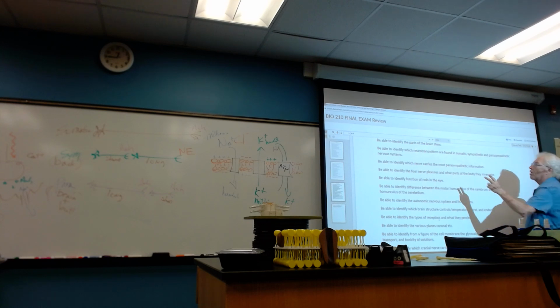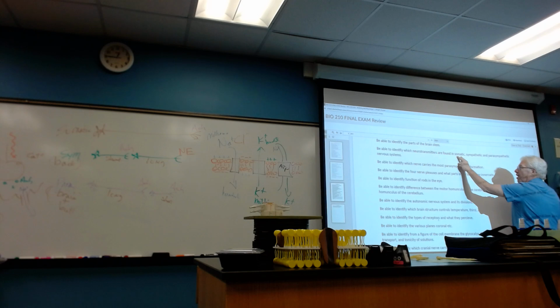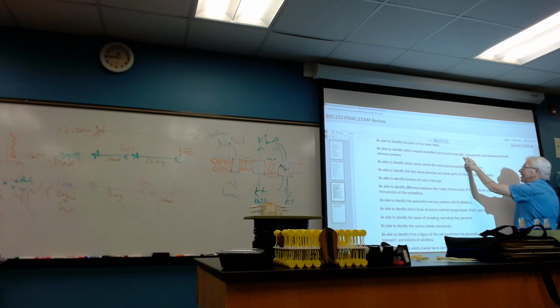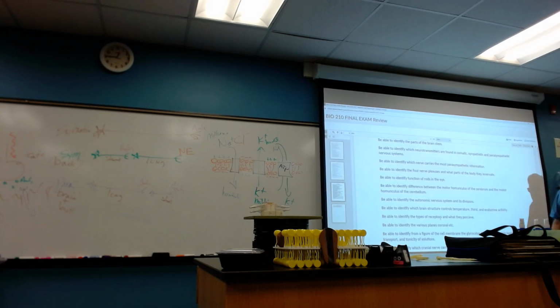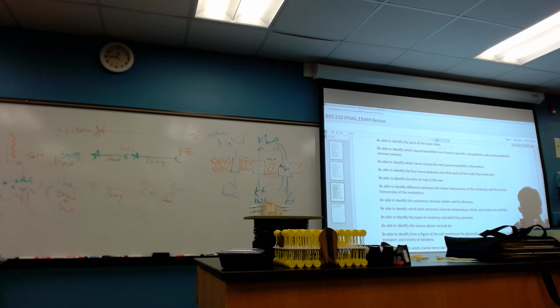Alrighty. What are the neurotransmitters found? I just did this in the somatic, the sympathetic, and the parasympathetic neurons, right? Who's got the long, who's got the short, who's got one, who's got two? Okay.